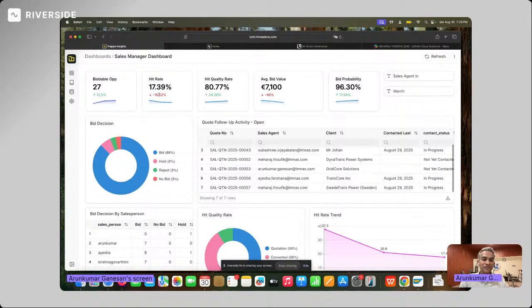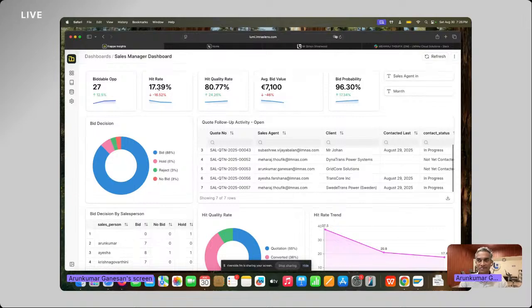The hit rate is the measure that tells how many quotations got converted out of the quotations given. So if you have 100 quotations issued and only 17 are getting converted, don't you see there is a lot of difference, and it is also declining. While the bid team is saying that the probability of acquiring this bid is increasing and it is 96%, I get only 17 percent of the quotes converted.